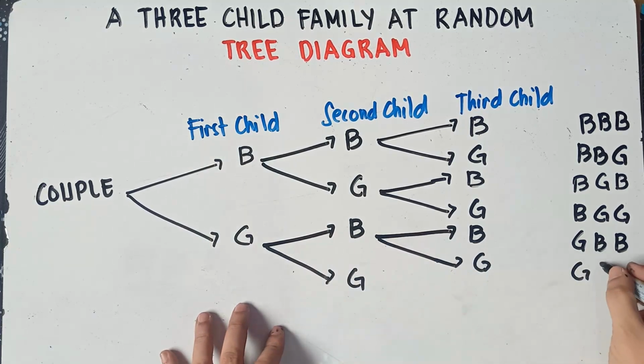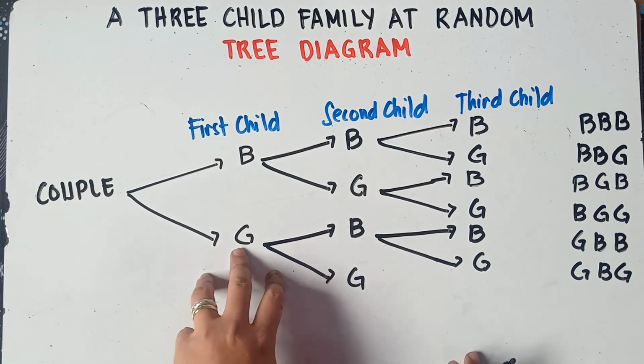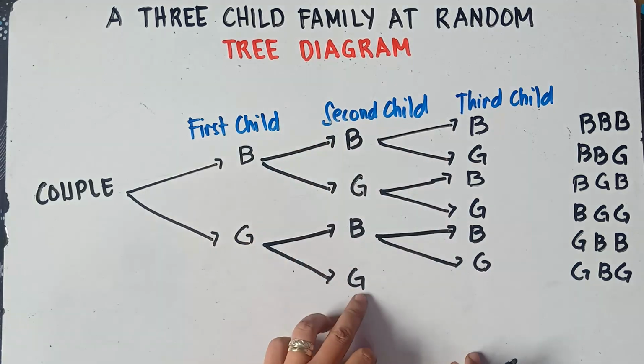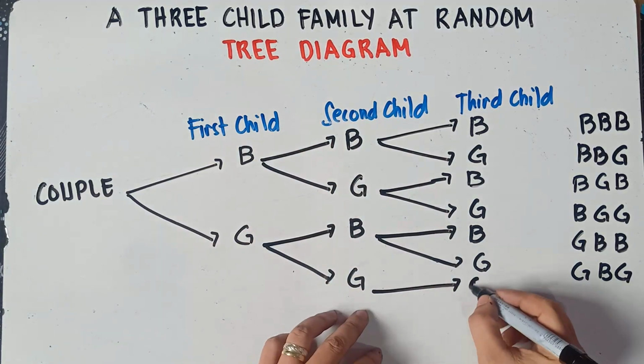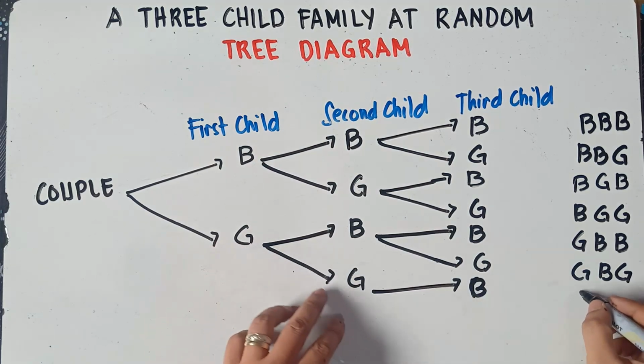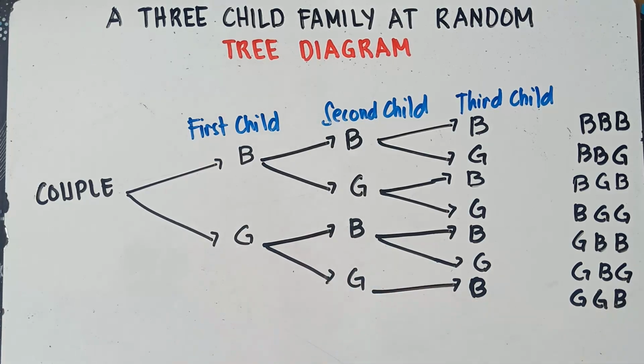So girl, boy, and then girl. So same thing, class, that you will do with regards to the second child and third child. If your first child is a girl, second child is a girl, it is also possible that your third child will be a boy. So you have girl, girl, boy.